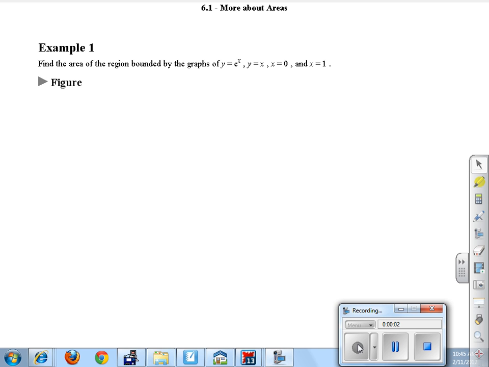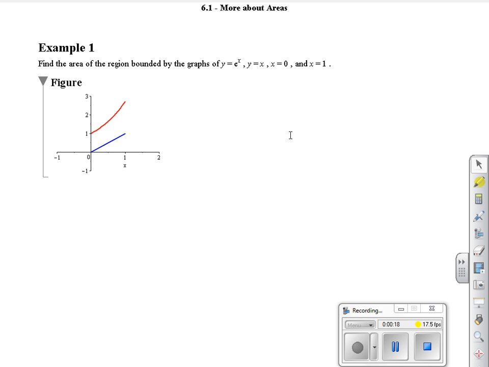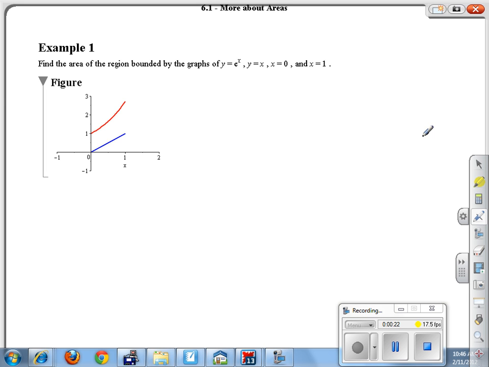So now let's take a look at an example of finding an area bounded by the curve y equal to e to the x and y equal to x from x equal to 0 to x equal to 1. Right. So if possible, then you find the graph of the two functions. It's always very helpful for you to see that e to the x is above y equal to x.